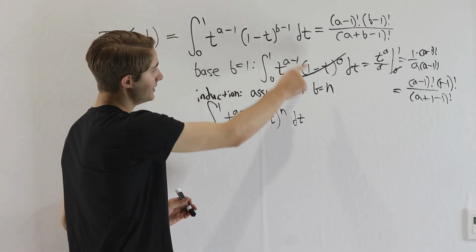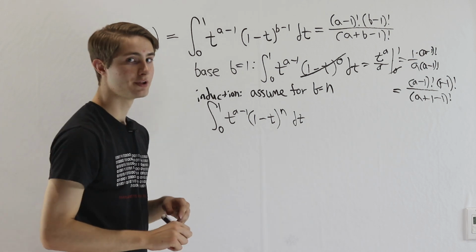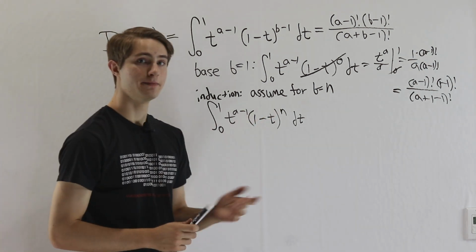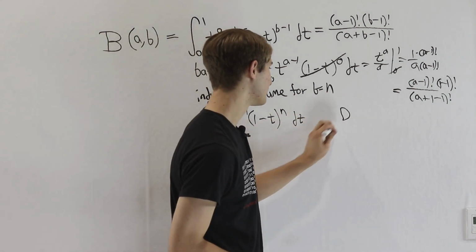Now we know that this identity is true when we have an n minus 1 in the power, but we have an n right now. So how can we get this n to an n minus 1? We can take the derivative. And that means it's time for integration by parts.